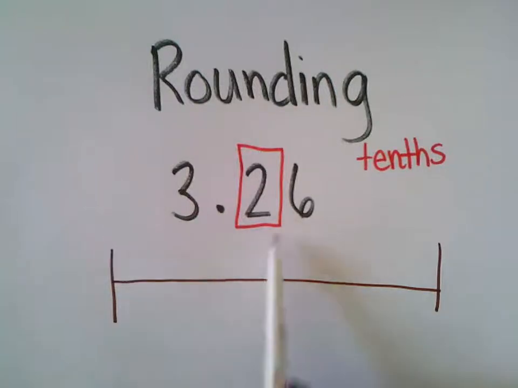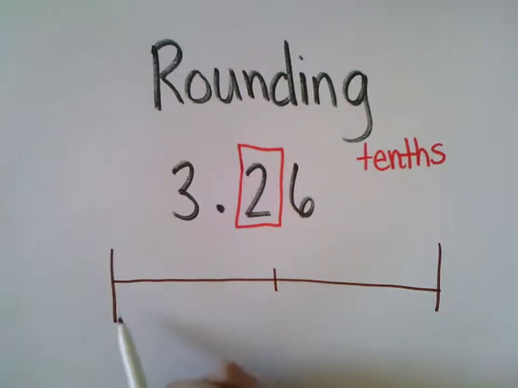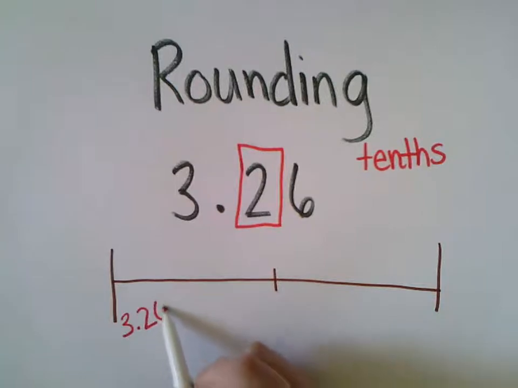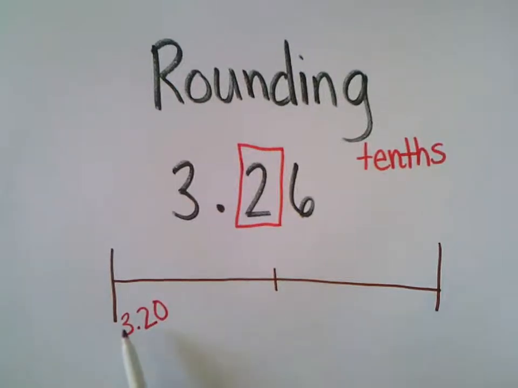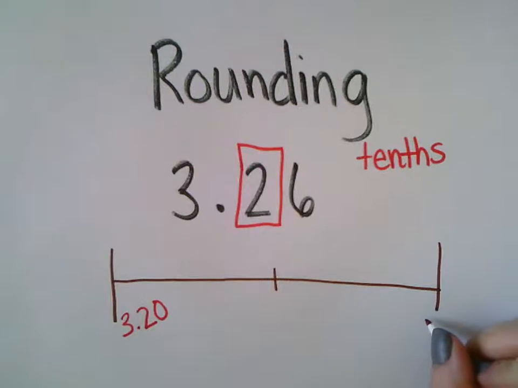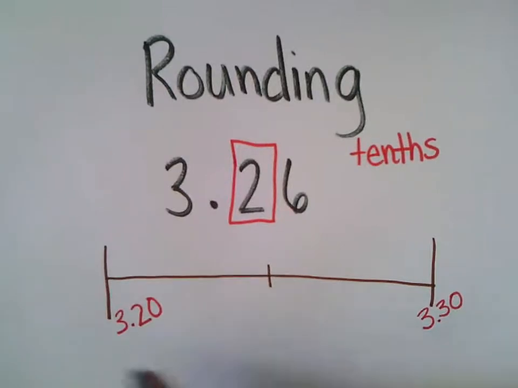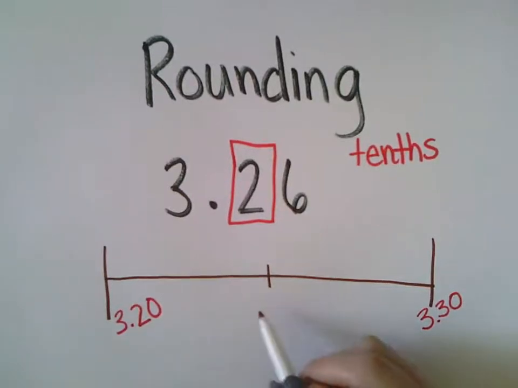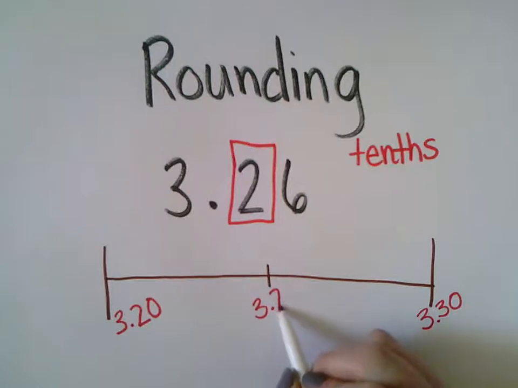So what number would we start at our number line? Good. 3 and 20 hundredths. Very nice. So what would we end our number line at? Which decimal? Good. 3 and 30 hundredths. Very nice. So what number goes in the middle of those? Good. 3 and 25 hundredths.